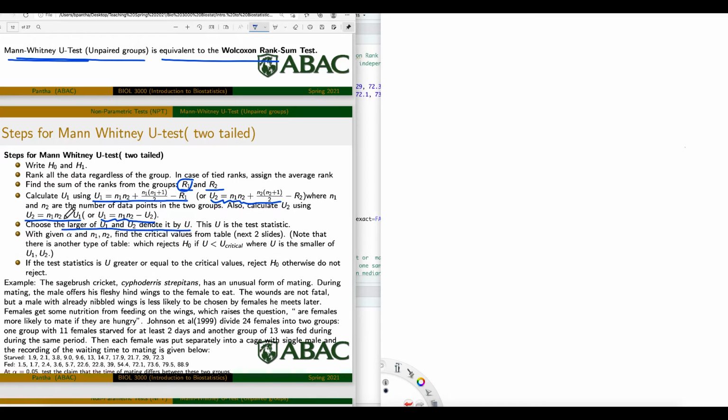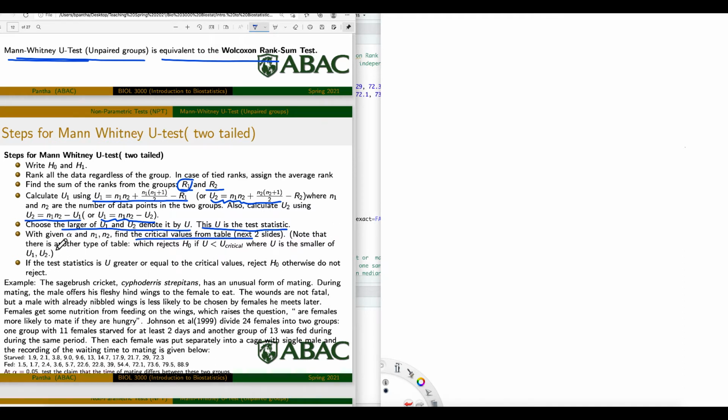So from this or this and this or this and this, pick the bigger value of that and denote it by U. So U is the test value. With the given alpha, N1 and N2, find the critical values using the table. In the next slide, you will see that table.